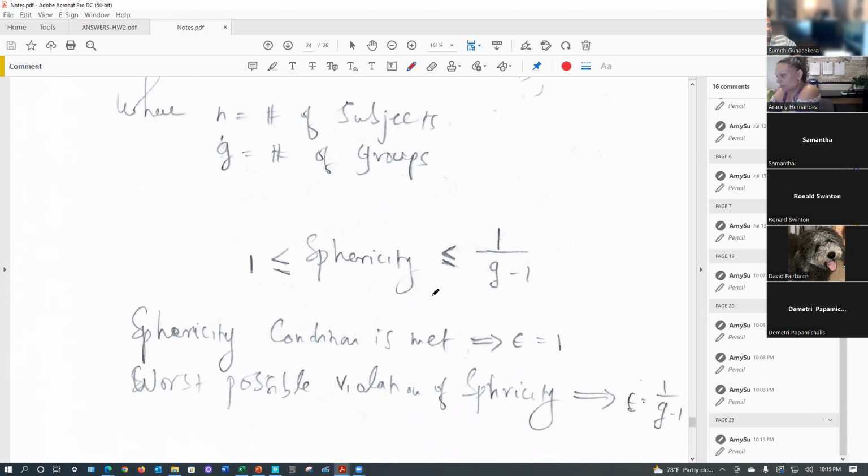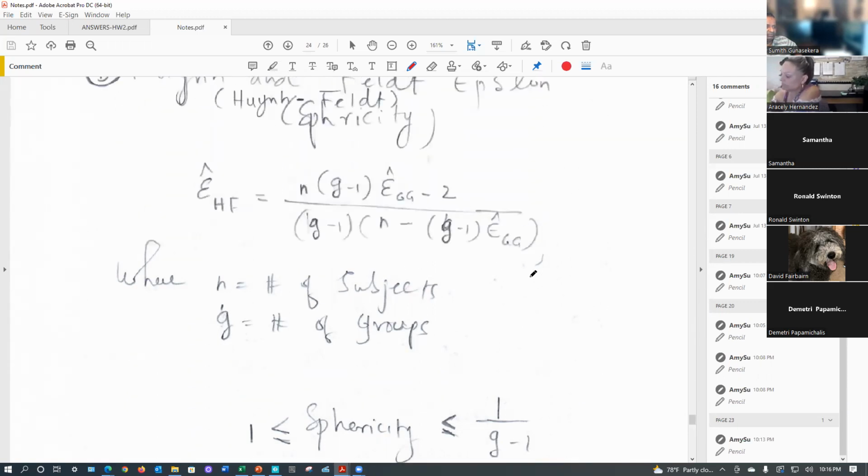See, if it is homoscedasticity, that means all the groups are going to have the same variance. If that condition is met, then epsilon is 1. Otherwise, they will fall in between these two extremes: this one is the lower bound, and this one is the upper bound. Between those, every epsilon is going to fall.